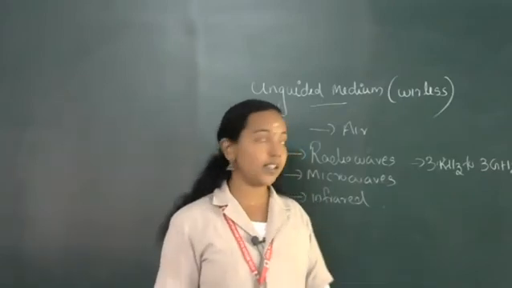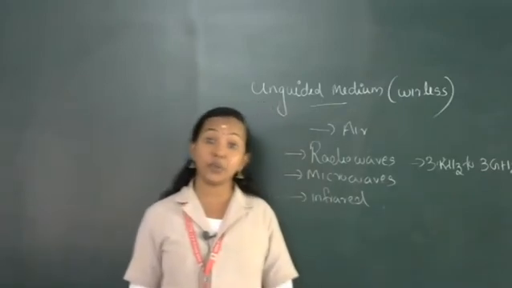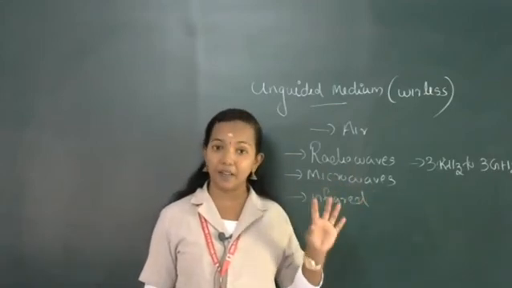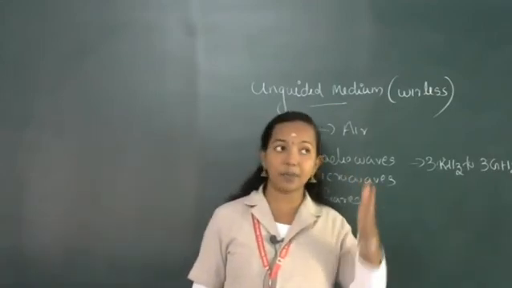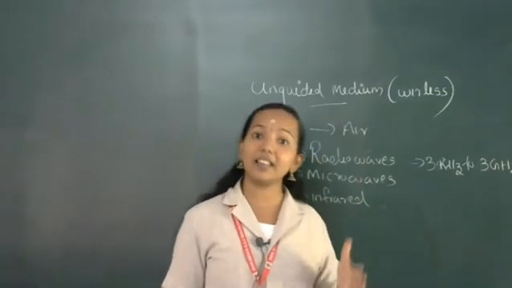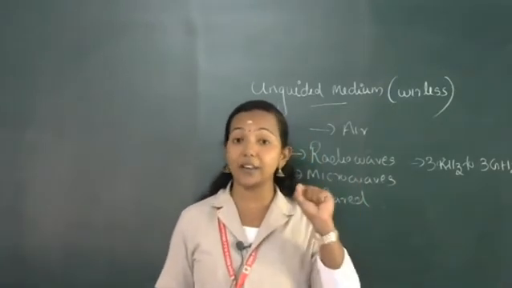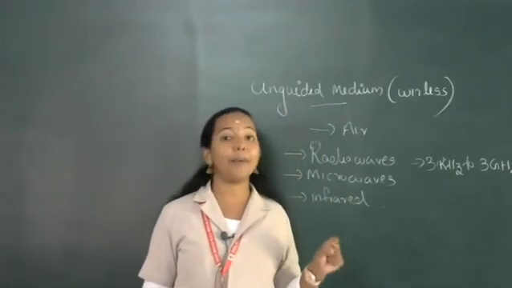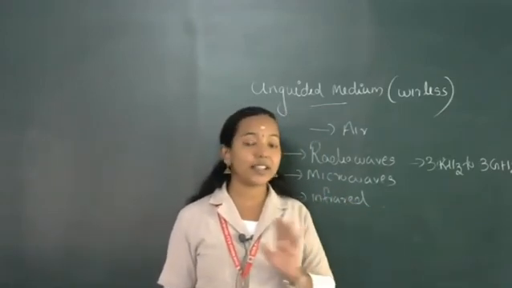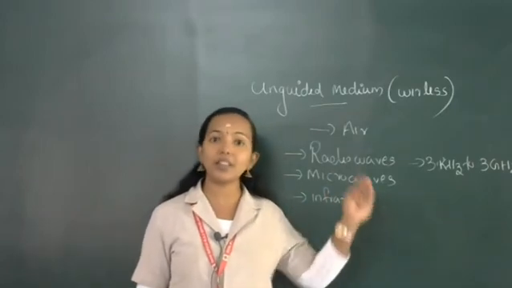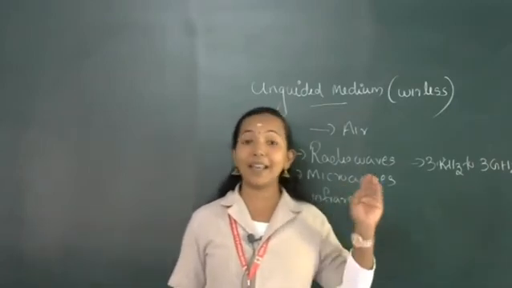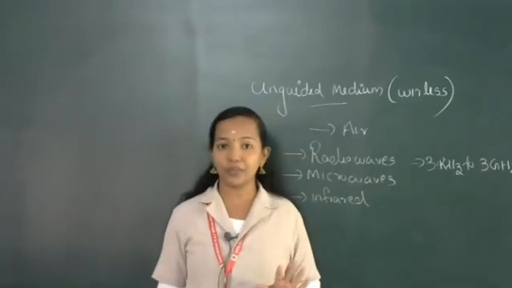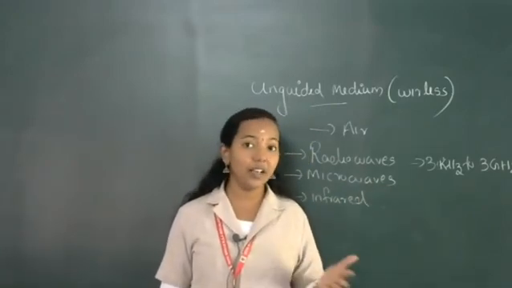Third advantage is that it can penetrate through walls, because radio waves have penetrating power. If a solid object is placed between the sender and the receiver, the signal will penetrate through that solid object. So it has penetrating power. Then line of sight is not required. That means both the sender and receiver need not be placed in one direction. That is not required for radio waves.